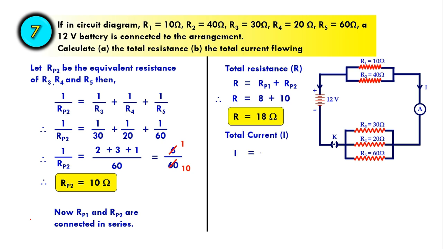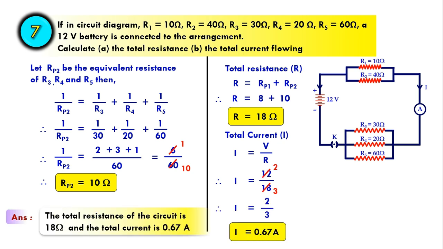The total current. We know that V is equal to IR, I is equal to V by R. V is how much? 12 volts. R is 18. So 2 by 3, that equal to 0.67 amperes. Is it right?